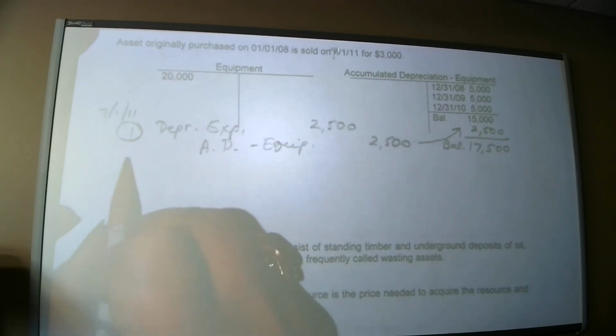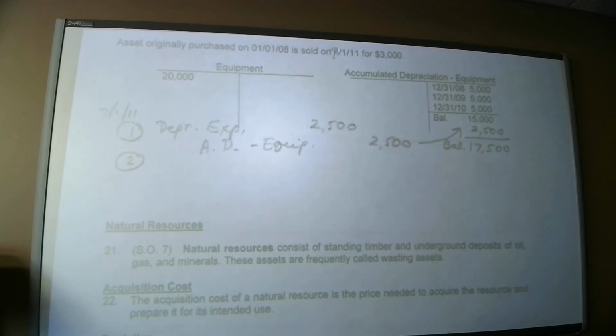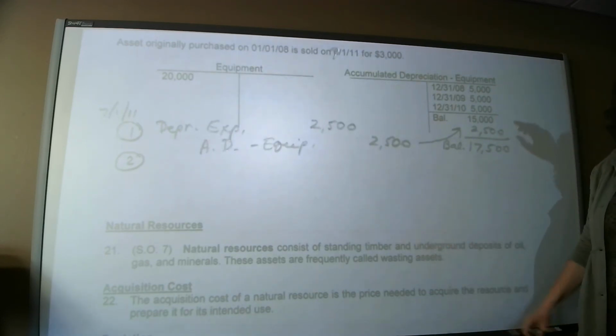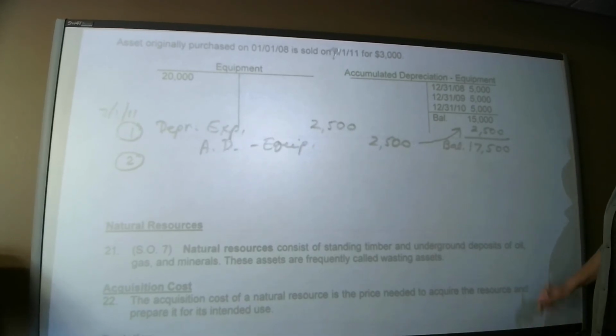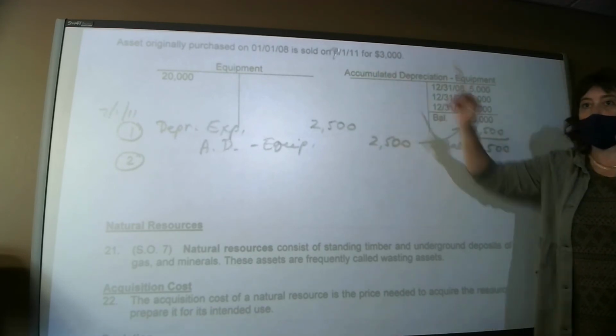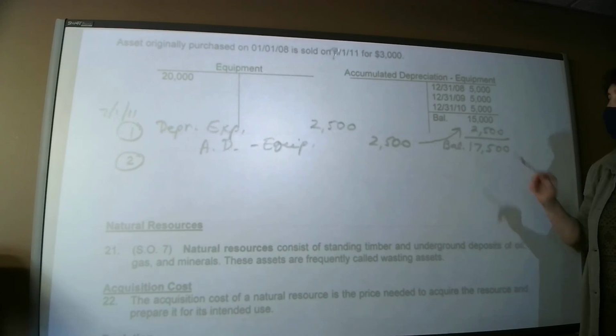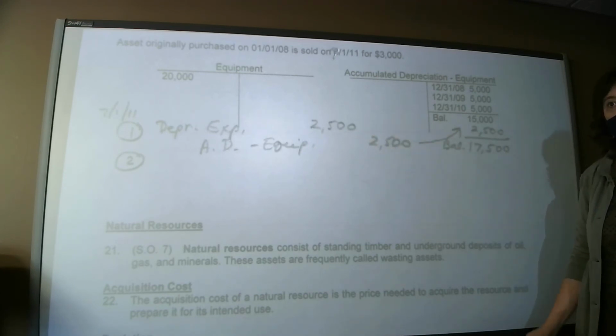And the second journal entry will be almost the same as we just did, the same logic. Can you try that? Can you do the sale itself? Sorry, how did you get the 2,500 again? These are annual depreciations, right? And I only need half a year because this is now 6 months. So 5,000 divided in half is 2,500, that's how I got it.